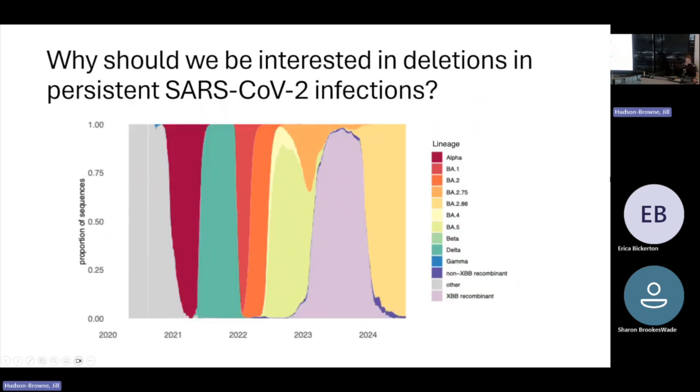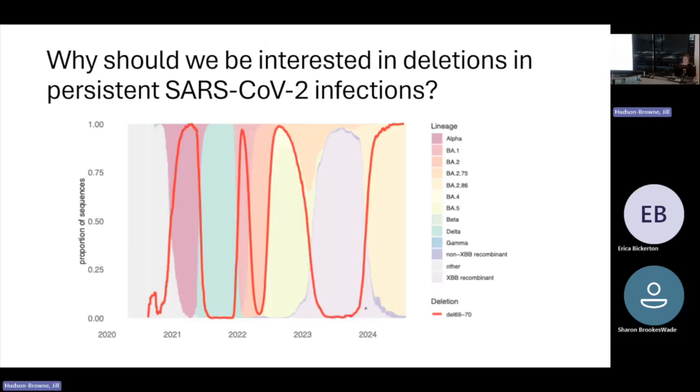So why should we be interested in deletions in persistent infections? Over the past 5 years, we have seen repeated emergence of new divergent variants of SARS-CoV-2. So Alpha in 2020, the emergence of the Omicron variants in 2021. And when we're examining the dynamics of the virus at this kind of global level, we also see some really interesting patterns when it comes to deletions. So this is the 6970 deletion, which is in the N-terminal domain of the spike protein. And what we see with this is this interesting switching dynamic. So each major wave with 6970 is followed by a wave without 6970.